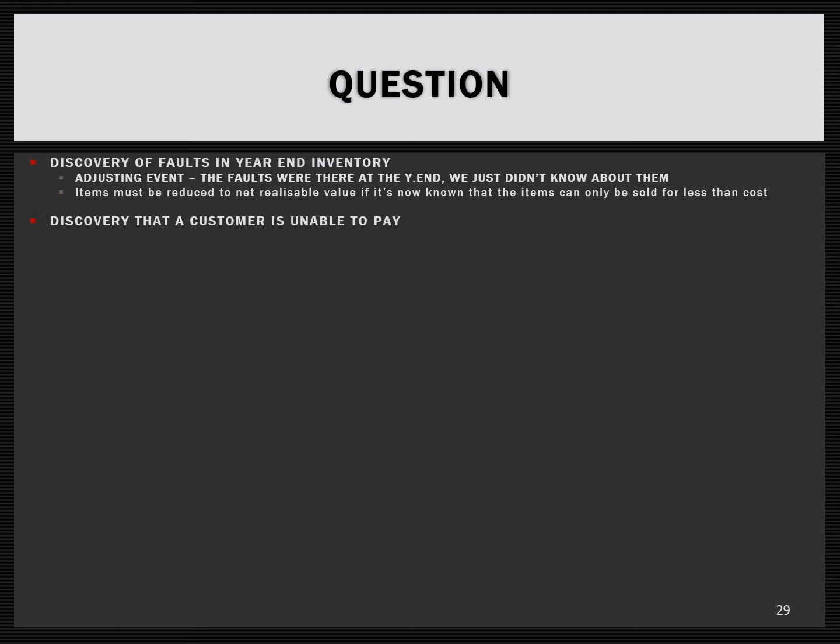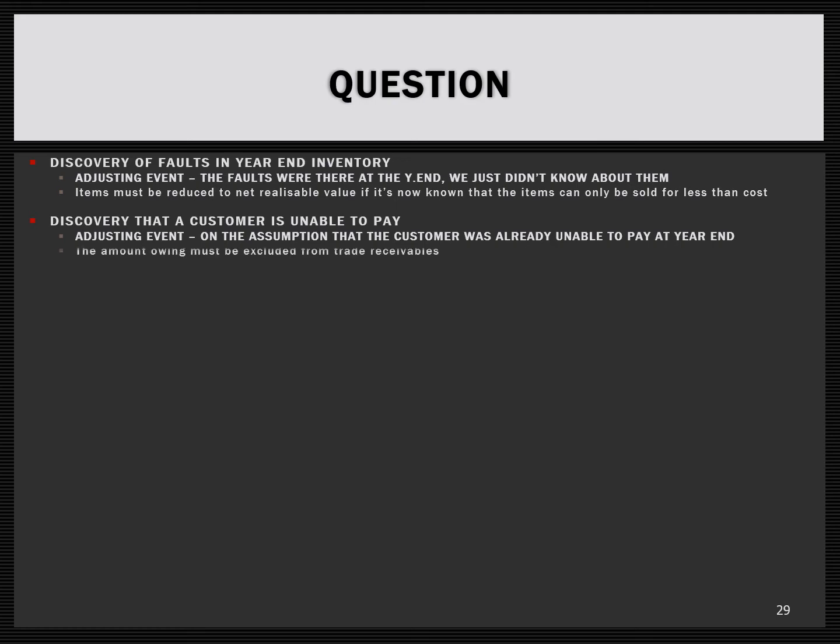If we discover after the year end that a customer that owed us money at the balance sheet date is unable to pay, that's an adjusting event, assuming that the customer wasn't in a position to pay at the year end date. So that would require an increase in the provision for doubtful debts.